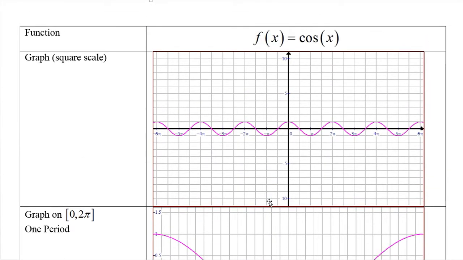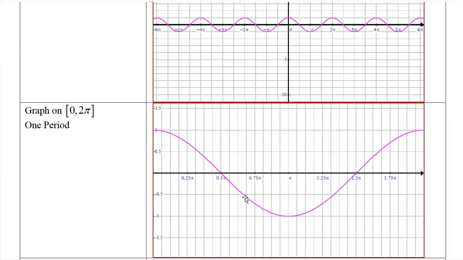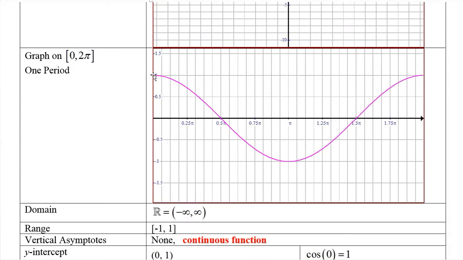Okay. Another thing that we can look at, cosine. Cosine is very similar. In fact, it's really just a horizontal shift of sine. We'll see that in a second. And so we have a similar kind of graph, but notice it starts at the maximum and then goes down. So if we look at one period, the same period from 0 to 2 pi, you see it starting up at 0, 1.